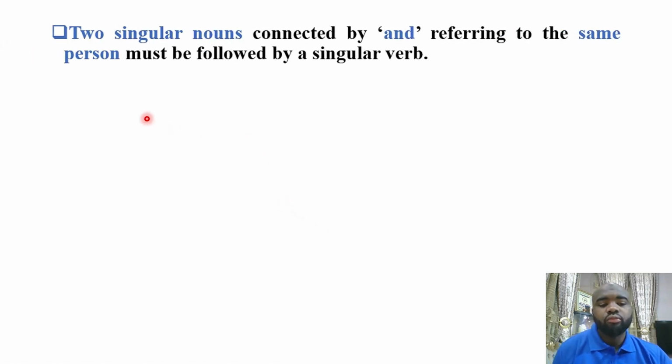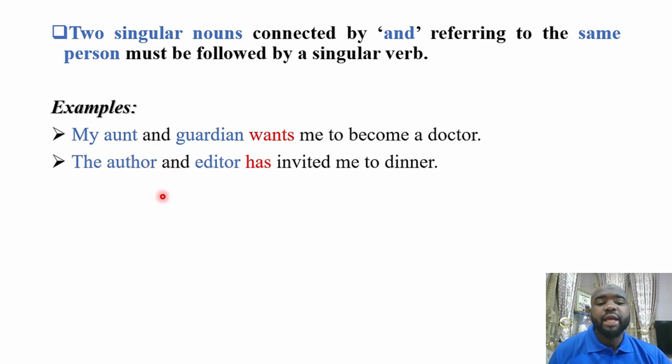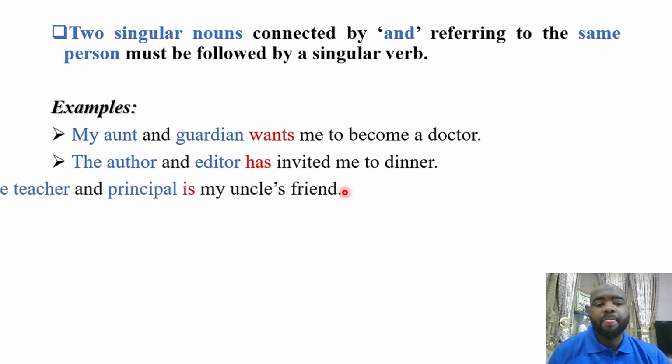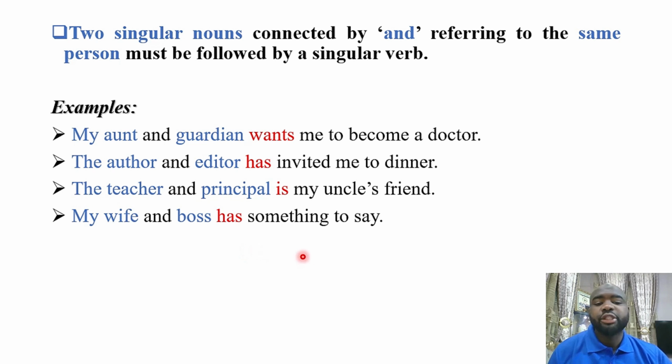Now, two singular nouns connected by and referring to the same person must be followed by what? A singular verb. For instance, my aunt and guardian wants me to become a doctor. Here, my aunt, also my guardian. Alright? The same person. The author and editor has invited me to dinner. The teacher and principal is my uncle's friend. My wife and boss has something to say.